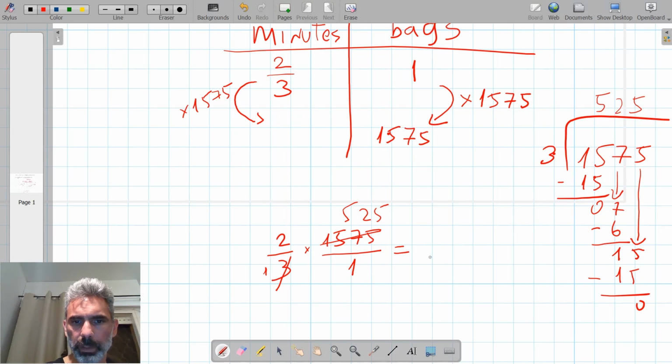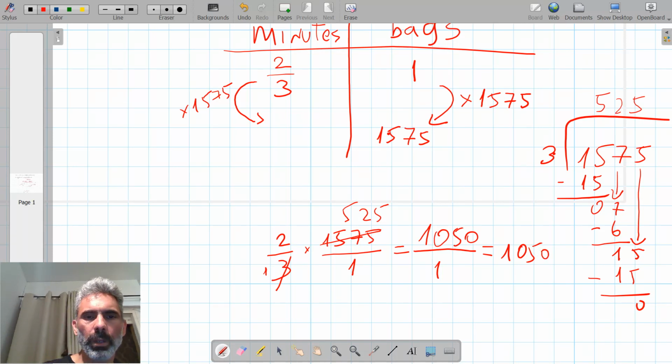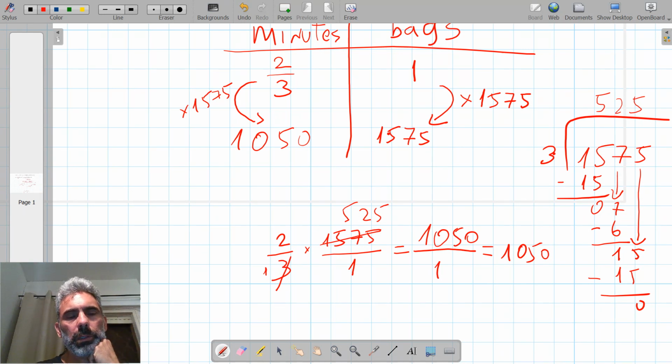525. So 2 times 525, so the denominator is 1 times 1 is 1. 2 times 525 is 1050 over 1, so it's 1050. Okay, so it takes 1050 minutes to make 1575 bags.